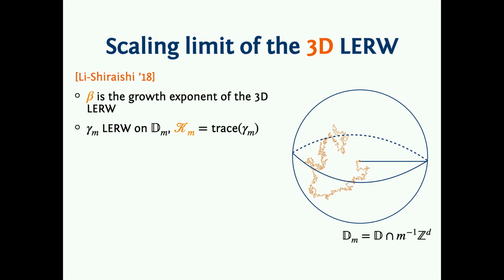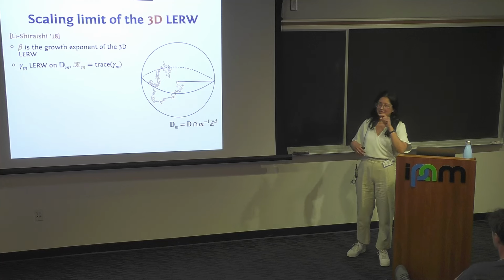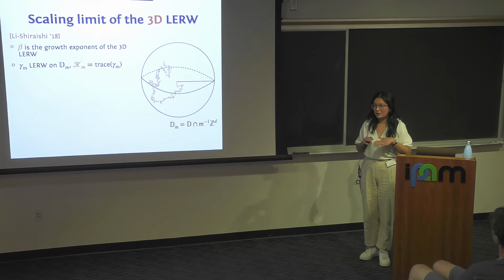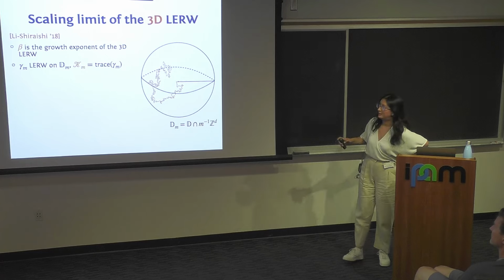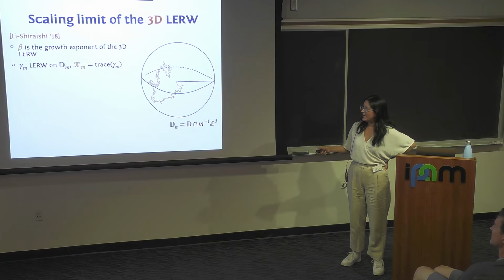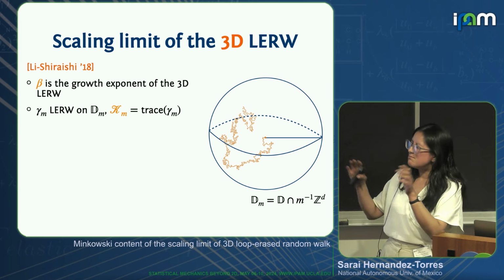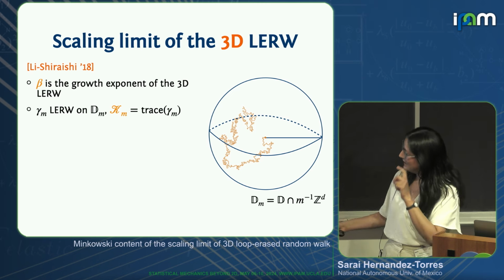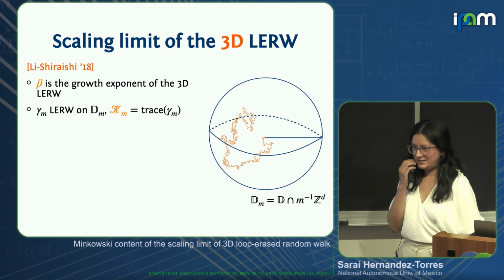Xinyi and Daisuke went to improve the convergence in the scaling limit for the three-dimensional loop erased random walk. Now that they had these results on the existence of the growth exponent, that allows you to know how you have to rescale your parametrization, so you can hope for convergence in the natural parametrization. So again, gamma m is a loop erased random walk on our rescaled ball of radius 1 that has this rescaled lattice. And let's denote by Km the trace of this loop erased random walk.